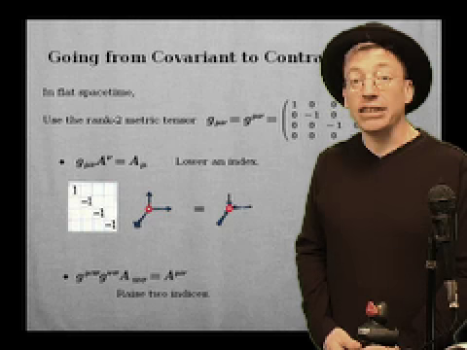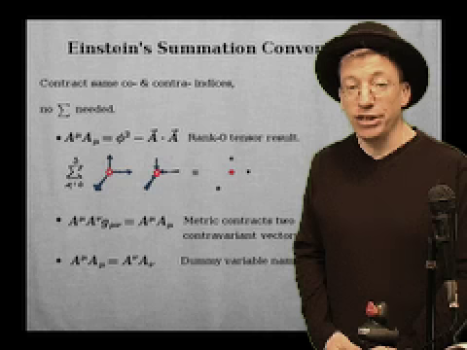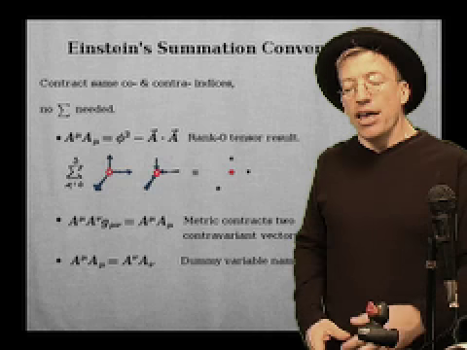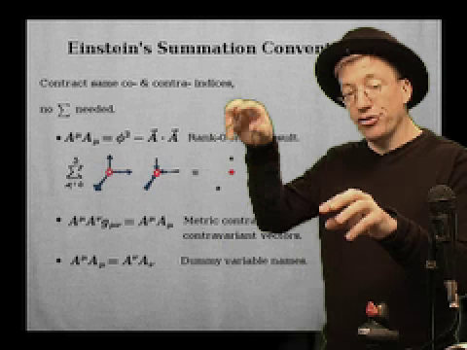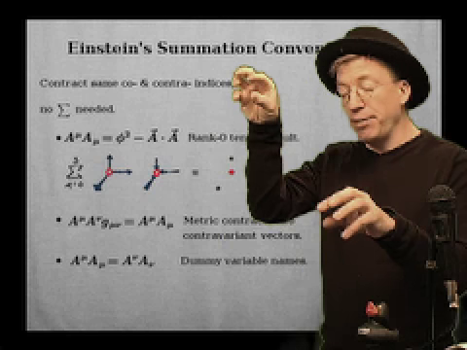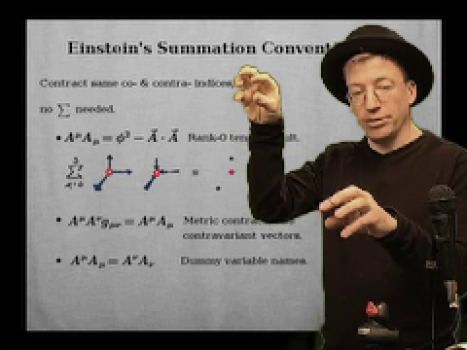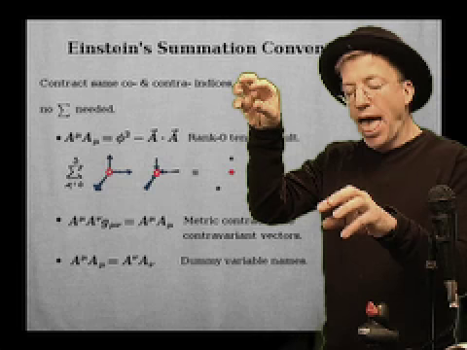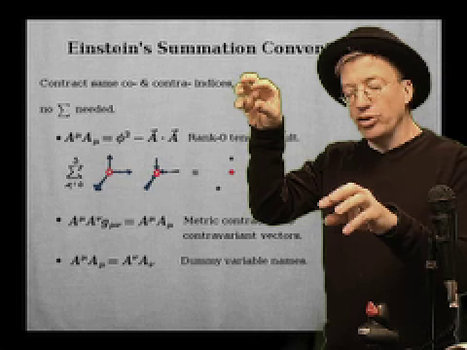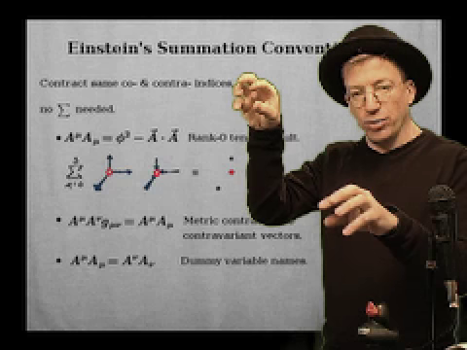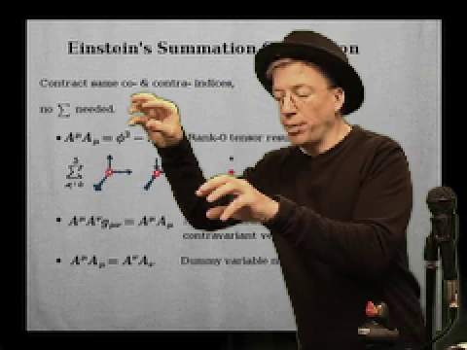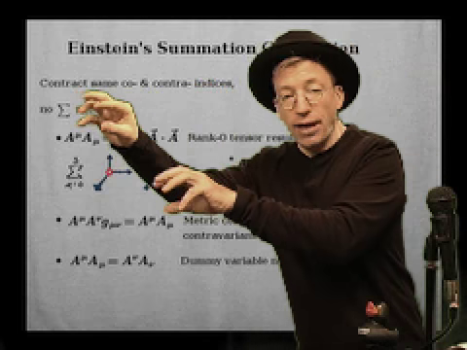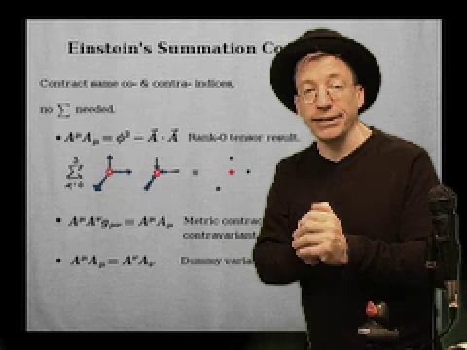Now we'll discuss Einstein's summation convention. If you have a covariant vector and a contravariant vector, and they've got the same index, like mu, what you can do is you can sum these two. Add together the 0 part, the 1 part, the 2 part, the 3 part. And you end up with a dot, a scalar.